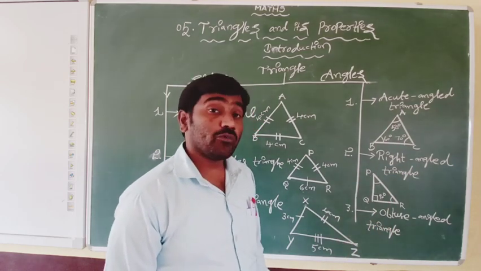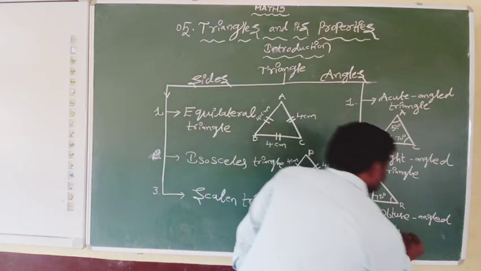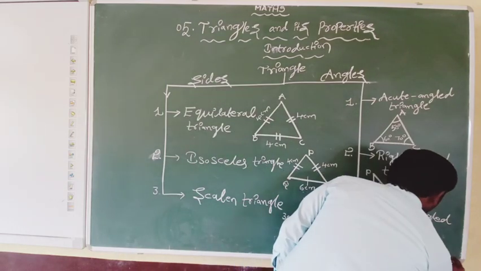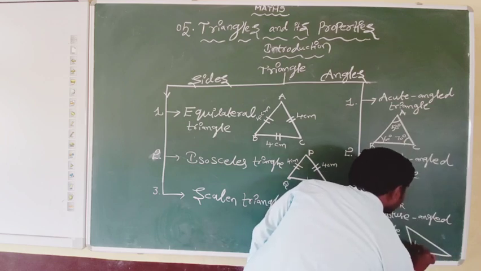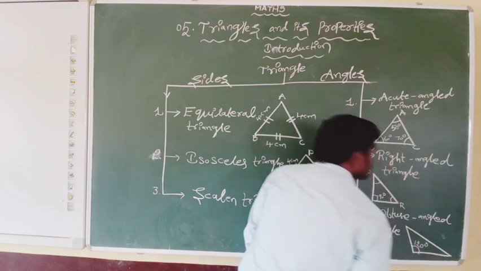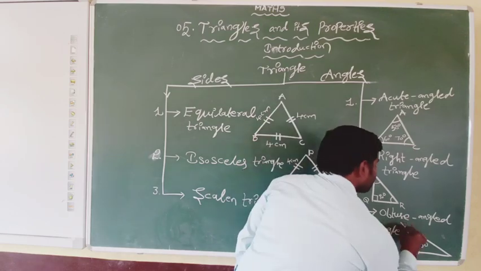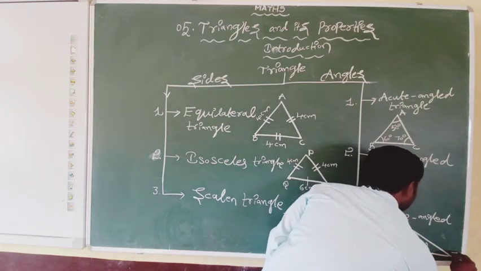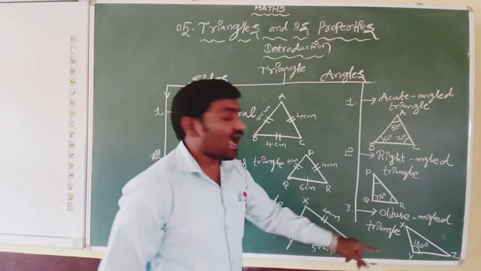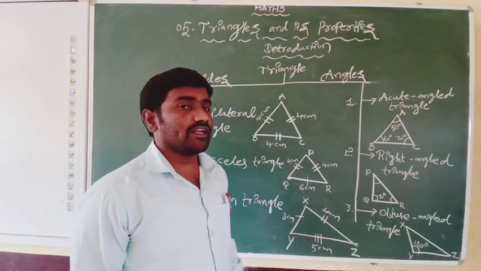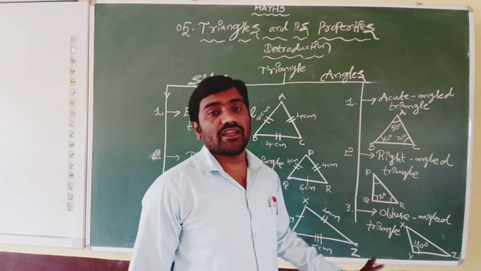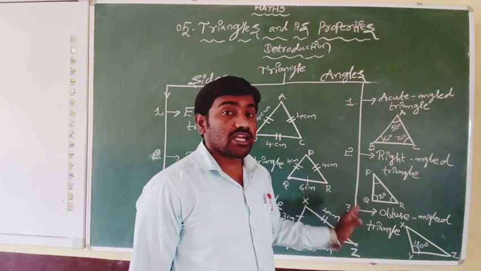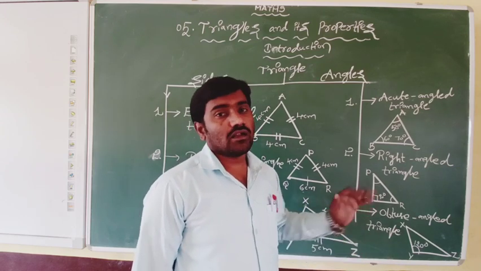Then we go for the obtuse angle triangle. So one of the angles in the given triangle is an obtuse angle. See, in triangle XYZ, angle Y is equal to 120 degrees. So one of the angles in the triangle is obtuse. Then the triangle is known as an obtuse angled triangle.